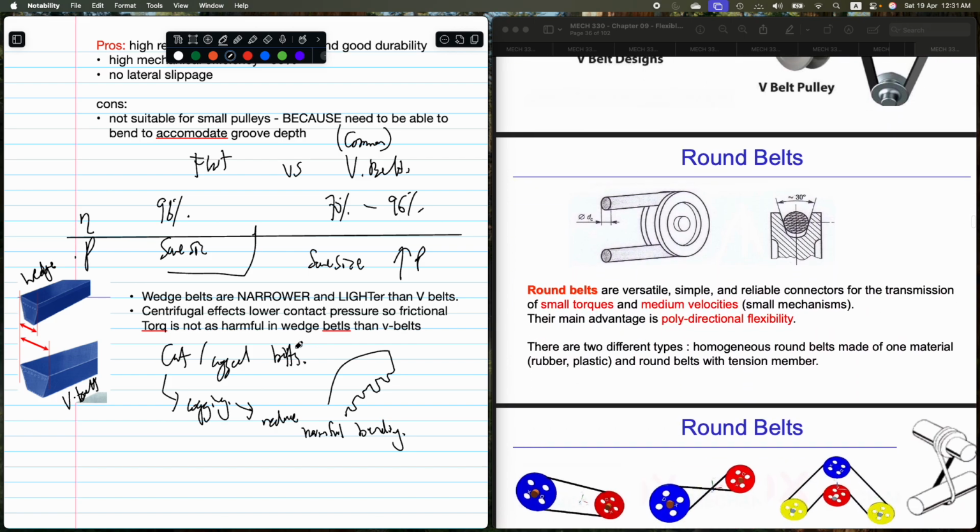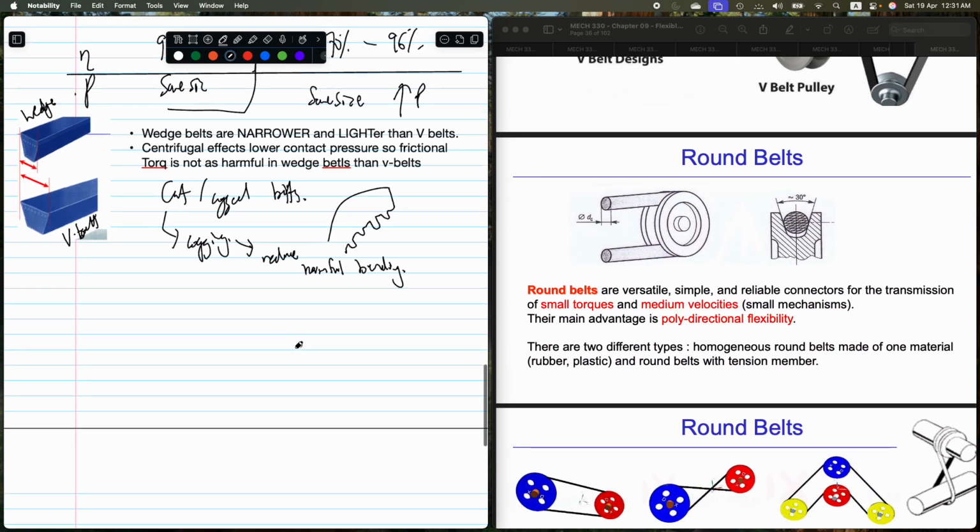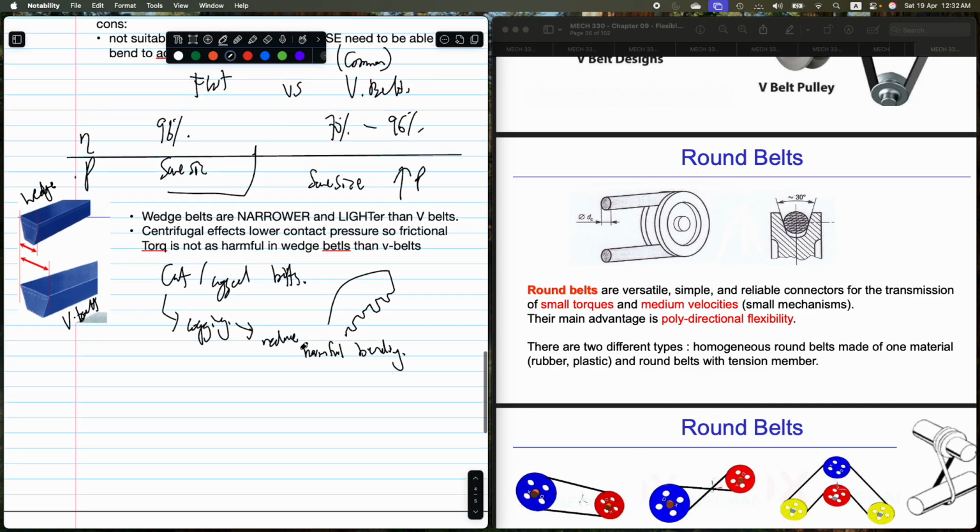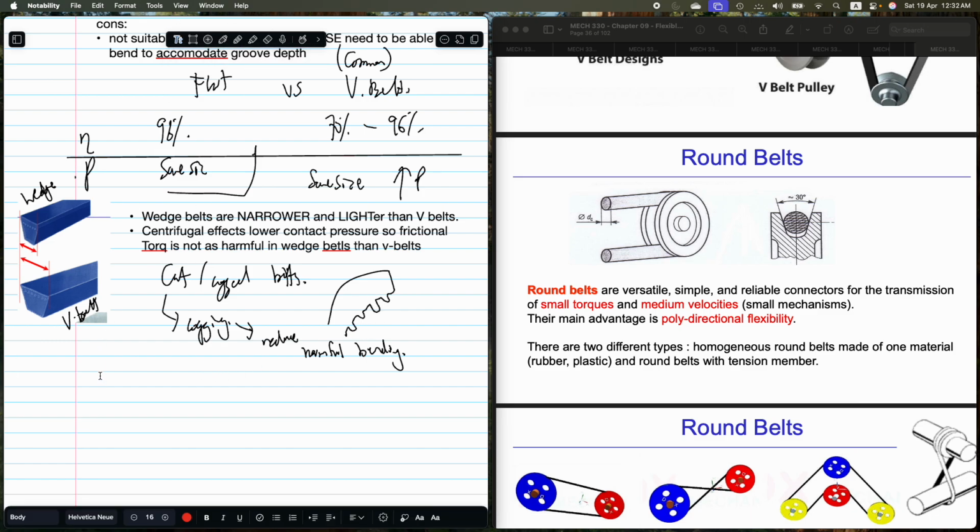Round belts, they're versatile, simple, reliable, small torque, medium velocities. Their main advantage is multi-directional flexibility. So we're just going to, no, actually we're not going to use that. We can just write it up because we don't need all this information. Okay. So round belts, it's in the name, I don't need to draw it.